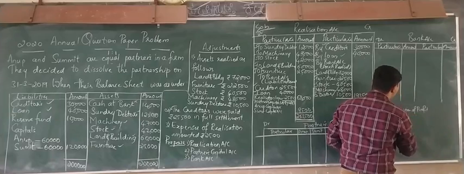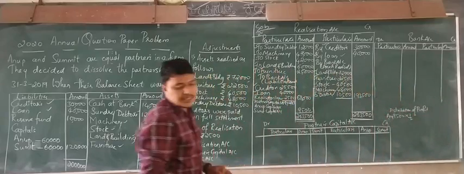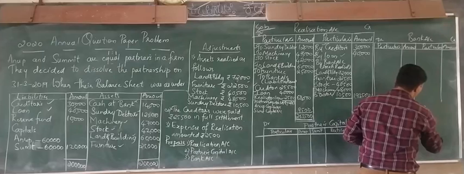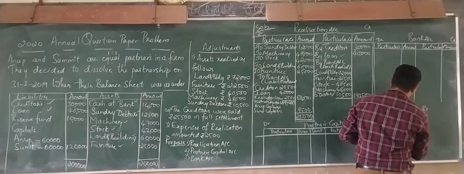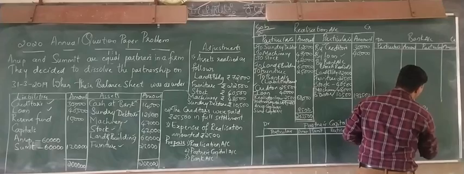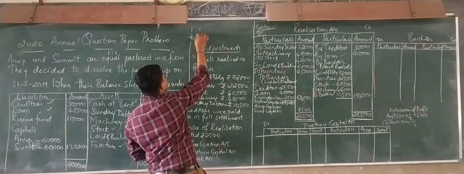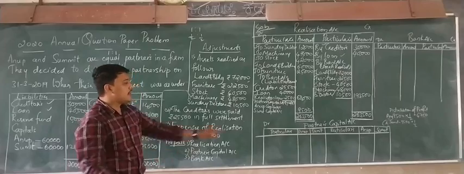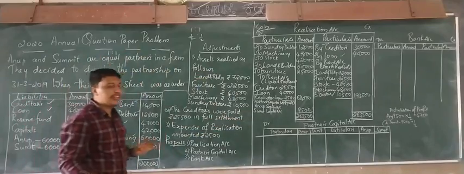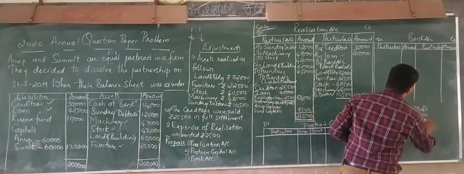So first for Anup, you will calculate 1 divided by 2. What is the value? That is 4,750. Similarly, you calculate it for Sumit, 9,500 into 1 divided by 2. So why are we taking 1 divided by 2? Because the ratio is 1:1. So that is 1 divided by 2, 1 divided by 2. It is given in the problem that they are equal partners, so that is why we need to take that. So what is the value? The same value, that is 4,750.